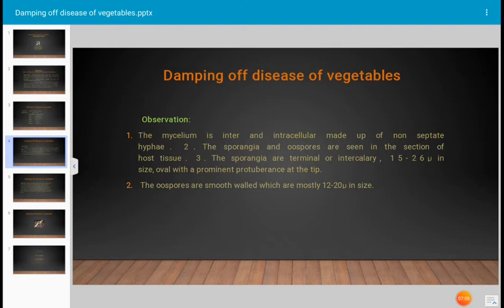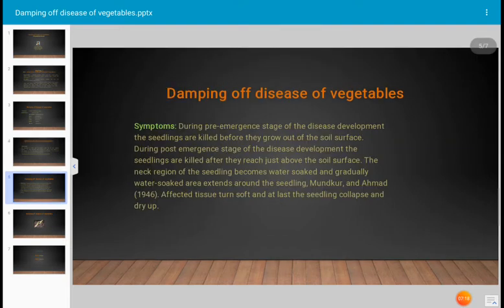These are the details of the pathogenic organism about the mycelium that you have to write by observing the slide of pure culture which you have isolated in the laboratory. Next, which type of symptoms are caused by the pathogenic organism?